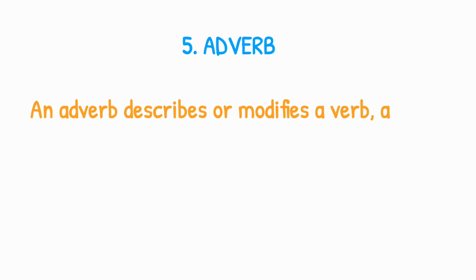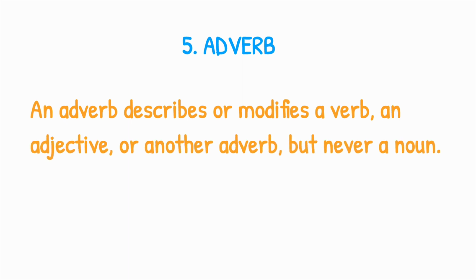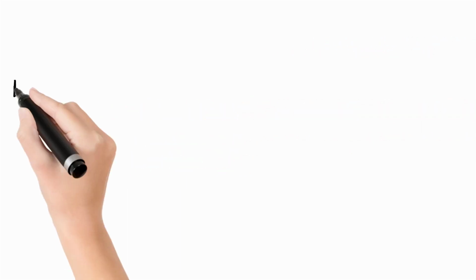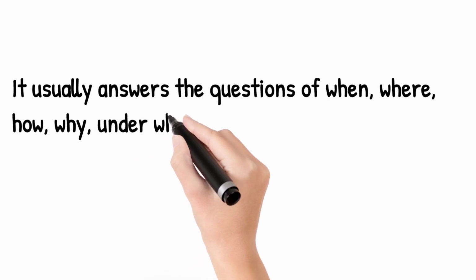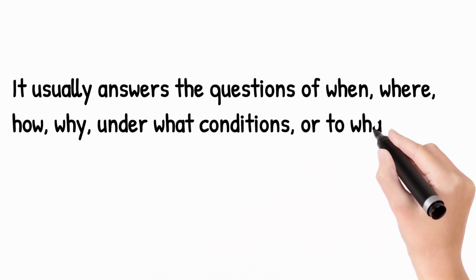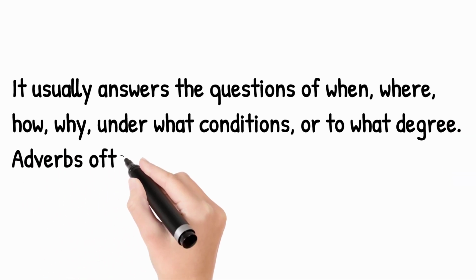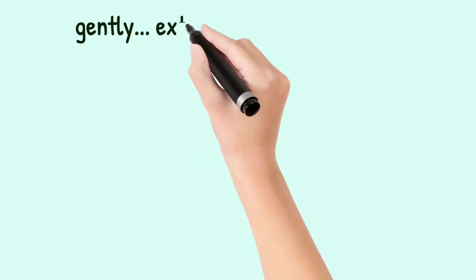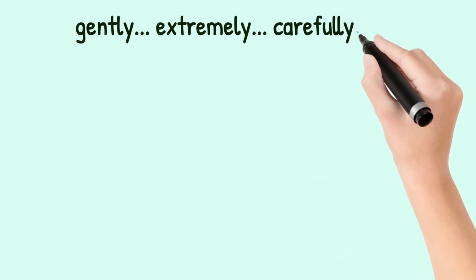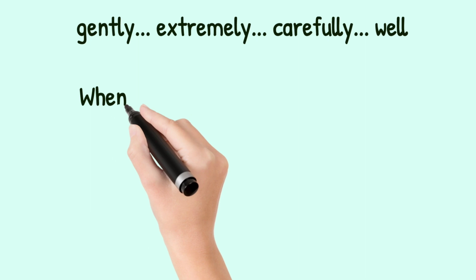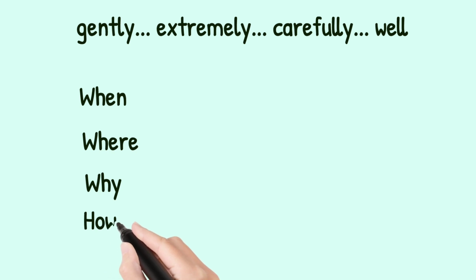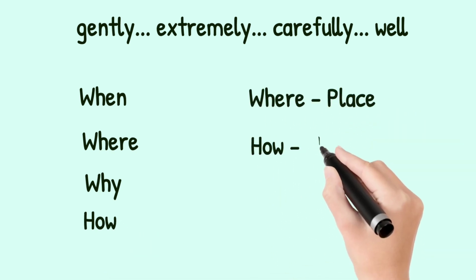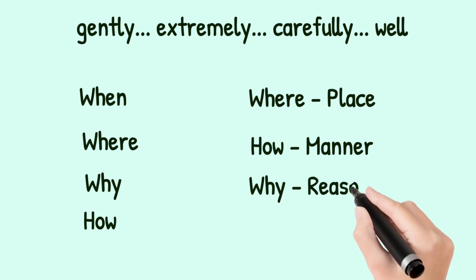Next one is adverb. An adverb describes or modifies a verb, an adjective, or another adverb, but never a noun. It usually answers the questions of when, where, how, why, under what conditions, or to what degree. Adverbs often end in ly. Gently, extremely, carefully, and so on. We can easily identify an adverb by asking the questions when, where, why, how. Because where tells about the place, how tells about manner, why tells about reason.